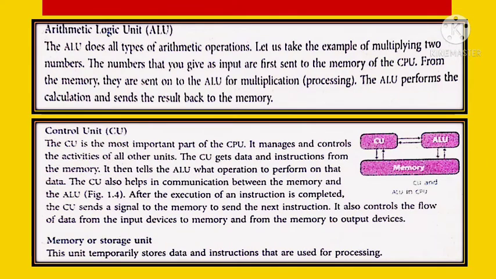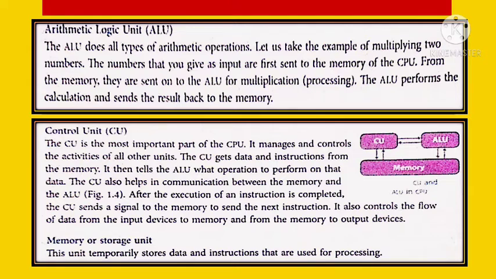Next we have control unit or CU. The CU is the most important part of the CPU because it plays a very important role. It manages and controls all the activities of all other units. The CU gets data and instructions from the memory. Then it tells the ALU or informs the ALU what operation to perform on that data. Means which data? The data that has been given as input.